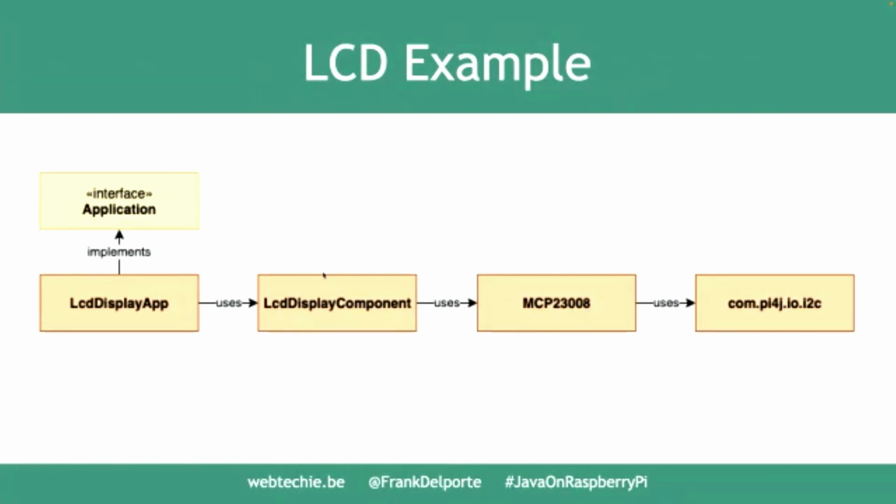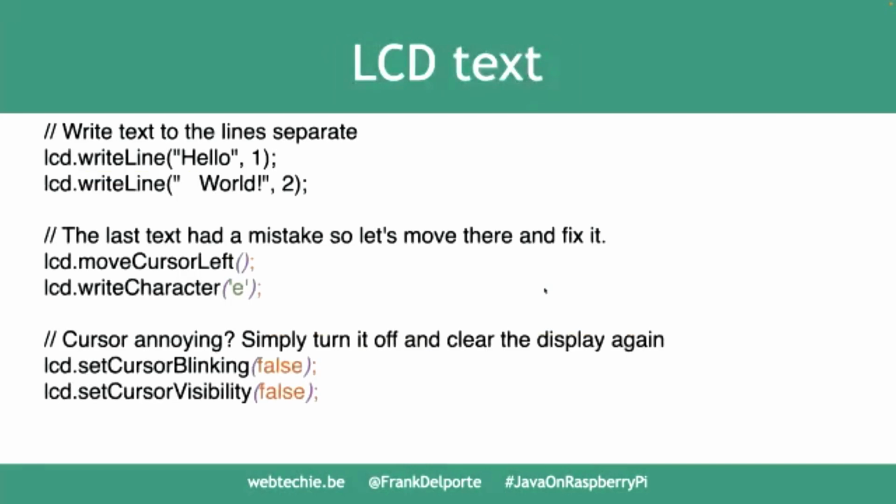So if you look into this project, again, it's Java-based code. It all extends from an application interface, and for each device, there is a demo application. So for instance, for the LCD display, you have this LCD display app. It uses a component, which is the LCD display itself. Because this display is controlled through I2C, there is a chip in between to control this display. So all these are different classes, four classes in this example project, which are used to control this display.